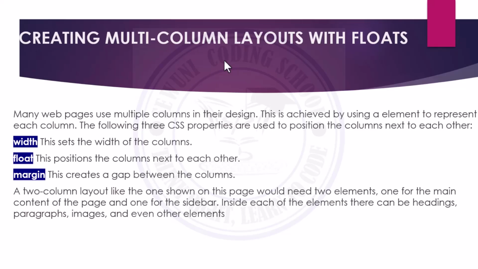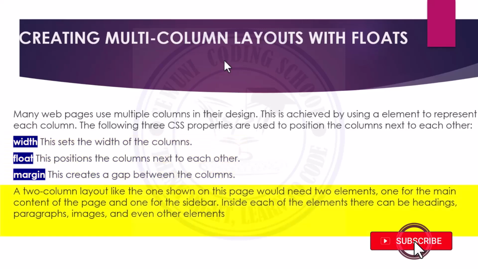Creating multi-column layout with float. Many web pages use multi-columns in their design. This is achieved by using a div element or the anchor element to represent each column. The following three CSS properties are used to position the columns next to each other: width, float, and margin. When you use the width, it sets the width of the columns, and the float positions the columns next to each other, whilst the margins create a gap between the columns.